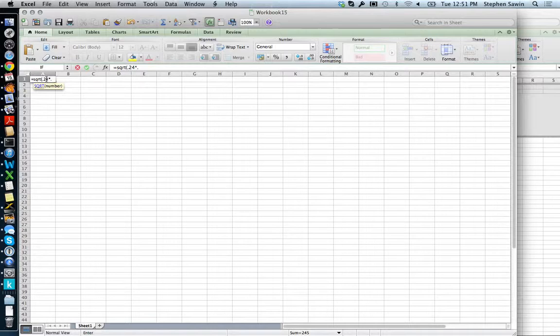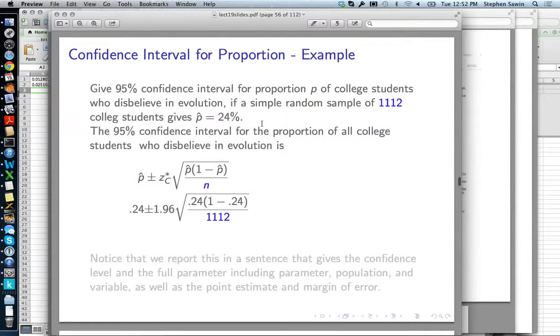I like to do that in my head, 0.76, but you could also do open parentheses, 1 minus p hat, close parentheses, divided by 1012, close parentheses. That's my standard error. My standard error is 1.2, and my margin of error is 1.96 times that quantity. So 2.51, let's see how that compares to what I got the last time I did this.